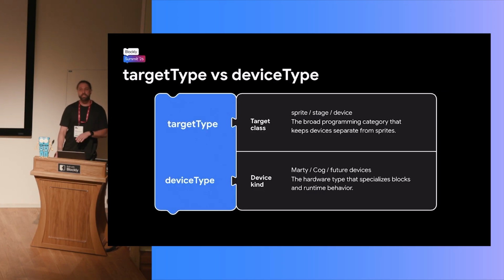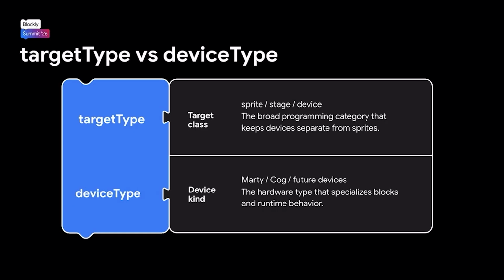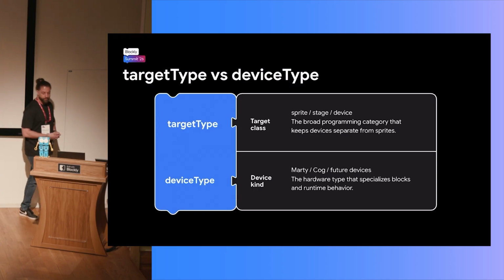Now the implementation separates two questions. The target type answers the broad programming model question: is this a sprite, the stage, or a device? And that lets the editor treat hardware as another target without confusing it with sprites. The device type answers the hardware-specific question: what kind of device it is. Marty and Cog are both devices, but each has its own variables and behavior.